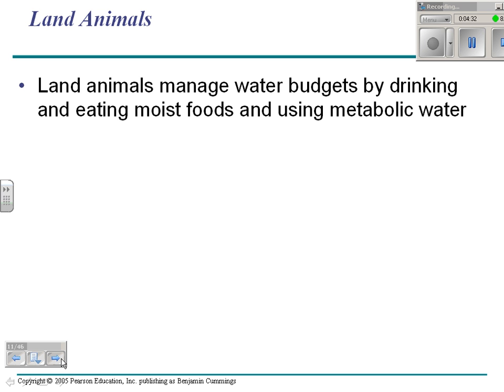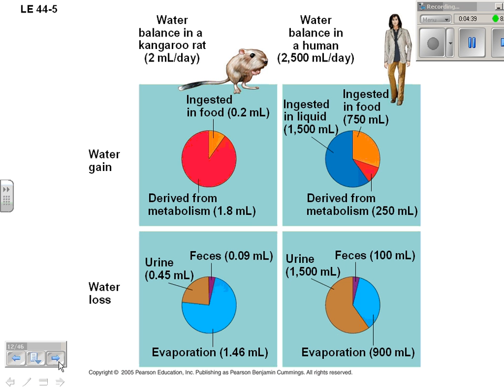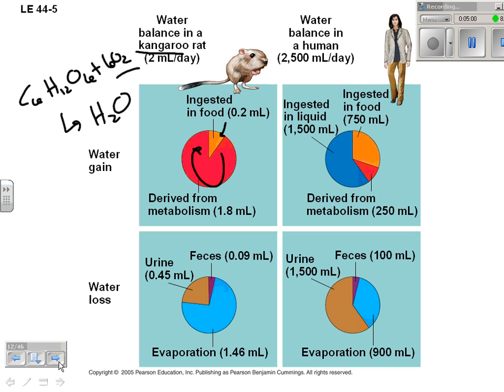Land animals, we manage our water by drinking and eating and using what's called metabolic water. And here's a couple examples. A kangaroo rat hardly ever has to drink water. It lives in the desert. But where it gets its water is it eats food, and so it gets some water that way. And then in the process of breaking down its food through cellular respiration, remember, one of the byproducts is water. That's where it gets most of its water. It's derived from metabolism, by doing cellular respiration.